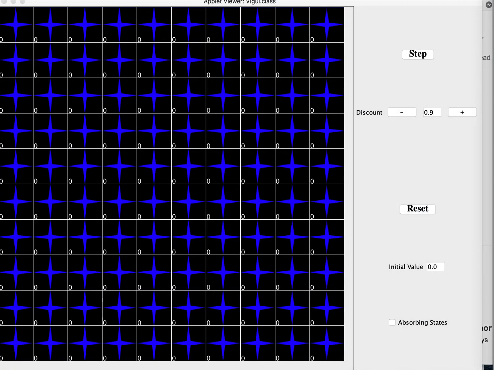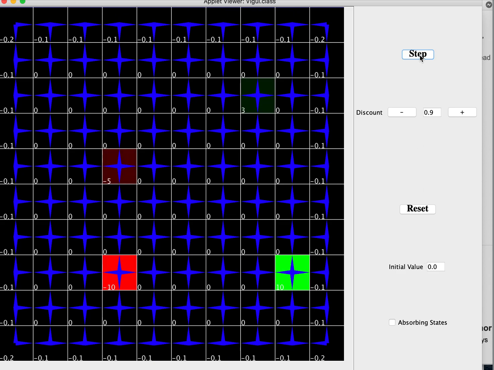So here is the grid world we did before. So here's my 10 by 10 grid, and we'll explain what these stars mean. And the bottom left here is the value function. So they're all 0 at the moment. Let's make that slightly bigger. Okay, and now what we're going to do is one step of value iteration.